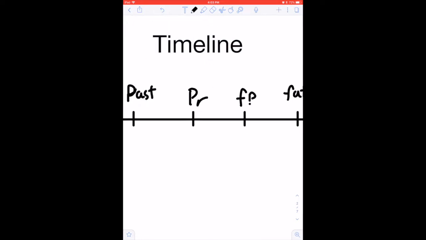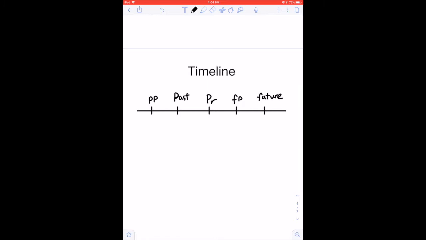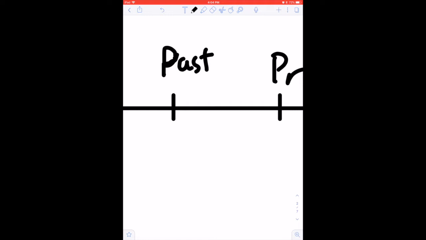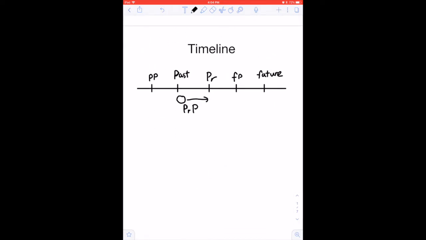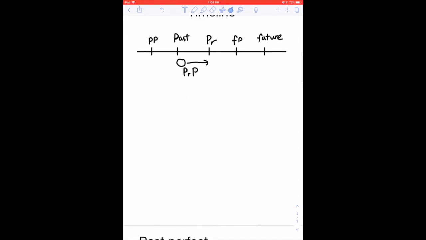Future perfect is right here. And past perfect is right here in terms of the timeline. And present perfect is like something that did happen in the past, but it's still continuing until now. That's present perfect. So this is the kind of timeline that you have to keep in mind to answer these questions. Maybe it might be kind of confusing at the moment, but you will get it as I explain each of those things later in the video.